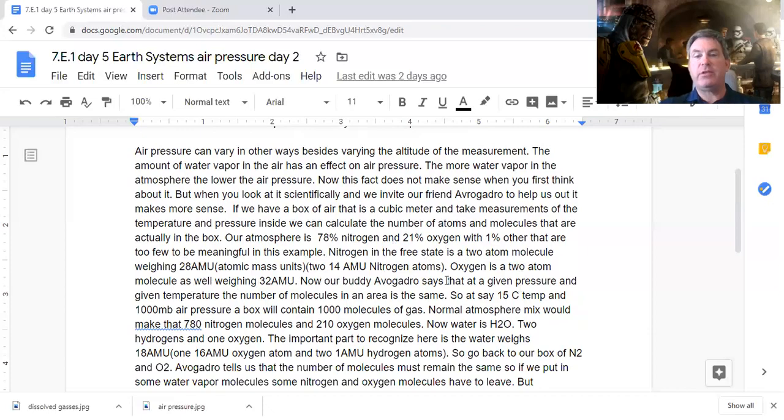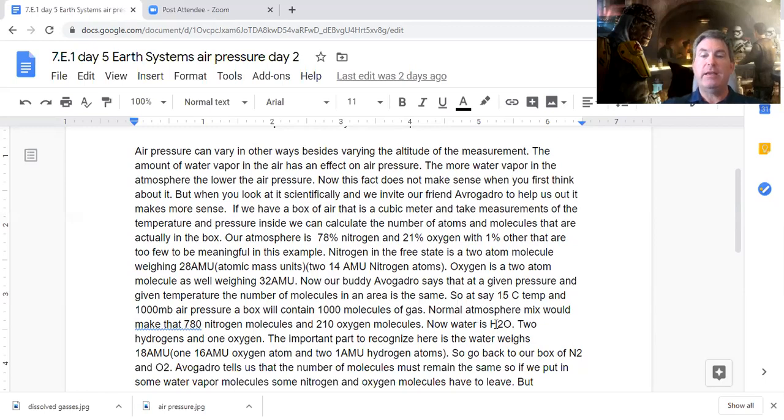Now our buddy Avogadro says that at a given pressure, and a given temperature, the temperature is going to be 15 degrees Celsius, and the pressure is going to be 1,000 millibars, a box will contain, we're just going to use round numbers, approximately 1,000 molecules of gas. Just to make the numbers easy. Actually, is it 1,000 molecules? No, it's way higher than that, but we're making numbers easy to play with. So a normal atmosphere mix will make that 780 nitrogen molecules with 210 oxygen molecules.